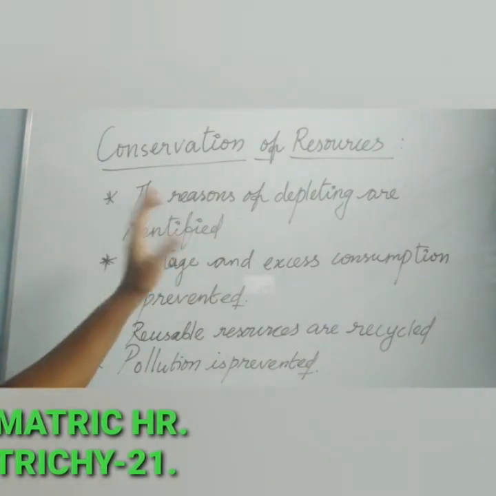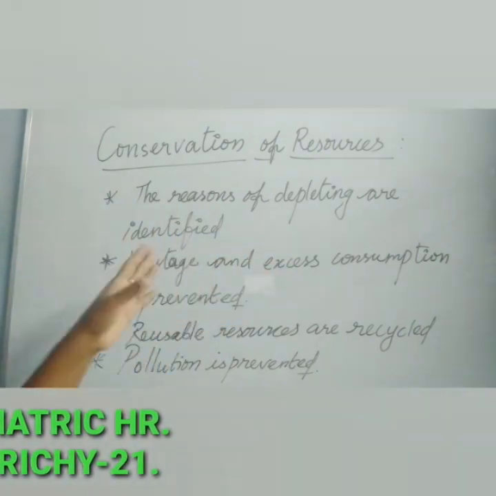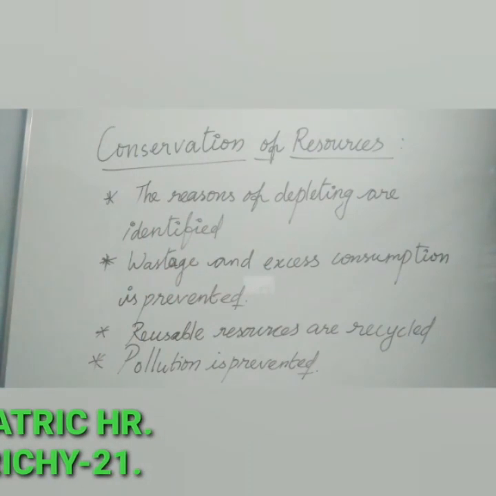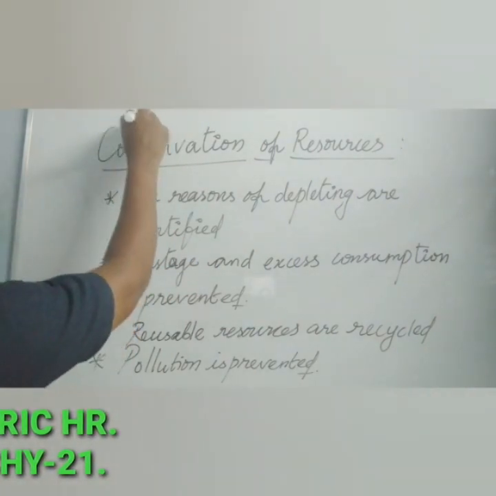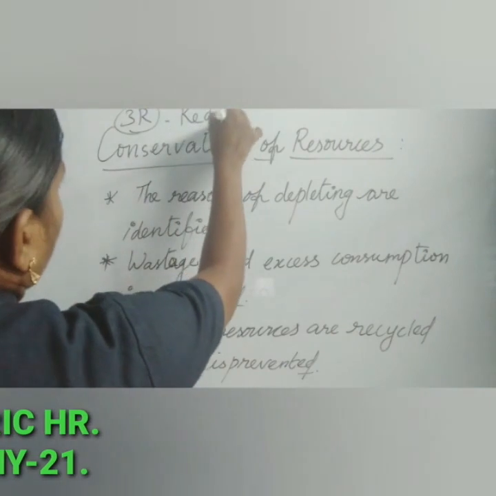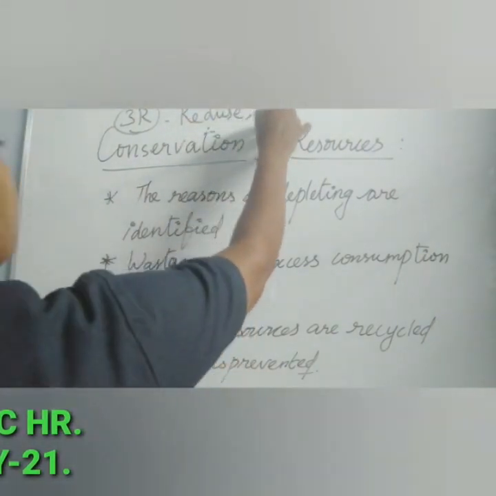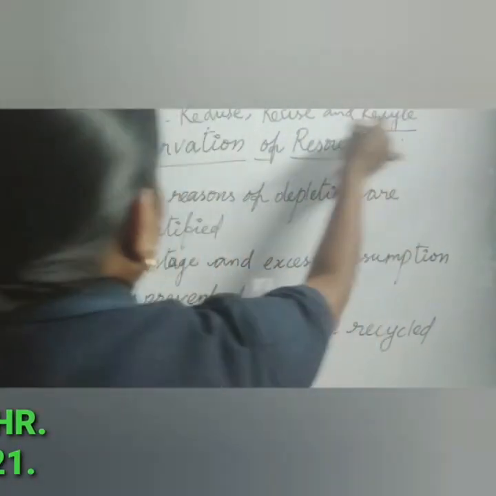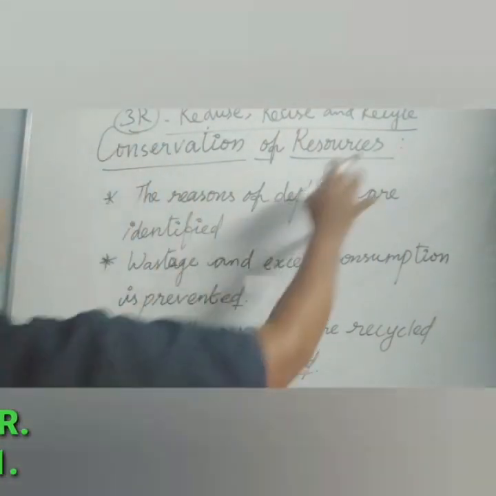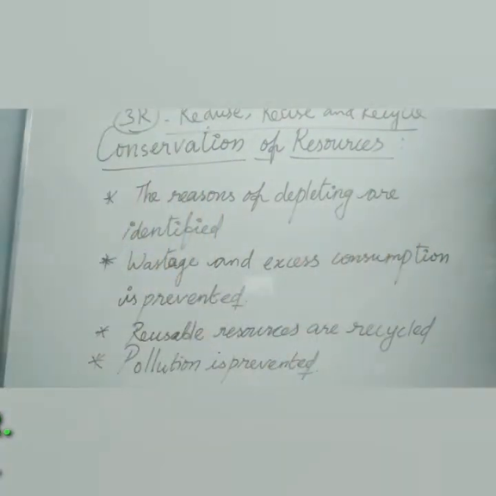The easiest way to conserve resources is to follow the 3R: reduce, reuse and recycle. This is called 3R. Okay, let us recap.